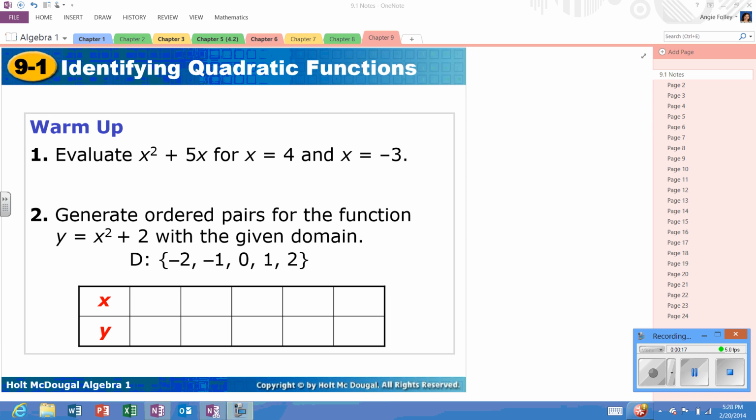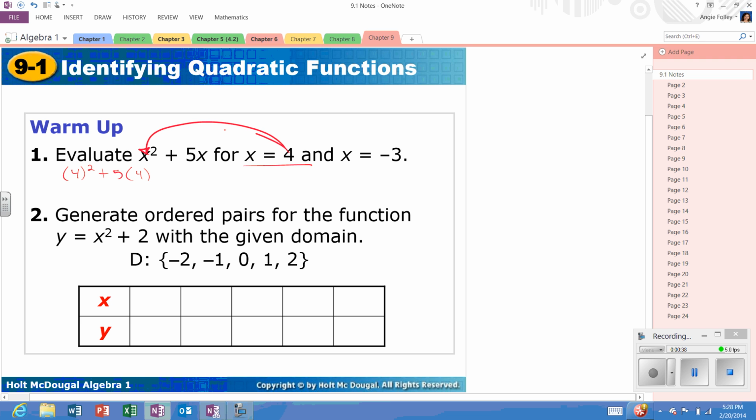Okay, so this first one says to evaluate x squared plus 5x when x is 4 and when x is negative 3. So our first step is going to be to plug in x equals 4. So that means we're going to put 4 squared plus 5 times 4. We're just plugging it in right into here. So 4 squared is 16, plus 5 times 4 is 20. So 16 plus 20 is 36.